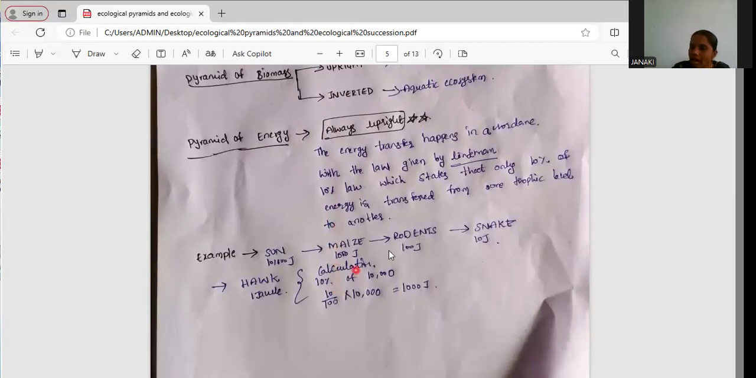The energy transfer happens with the law given by Lindeman, the 10% law, which states that only 10% of energy is transferred from one trophic level to another trophic level. Example: sun, plants, rodents, snake. Sun here, 10,000 joules, then 1,000 joules, 100 joules, 10 joules. Calculation for 10% of 10,000: 10 by 100 into 10,000, nothing but 1,000 joules. Okay, next.